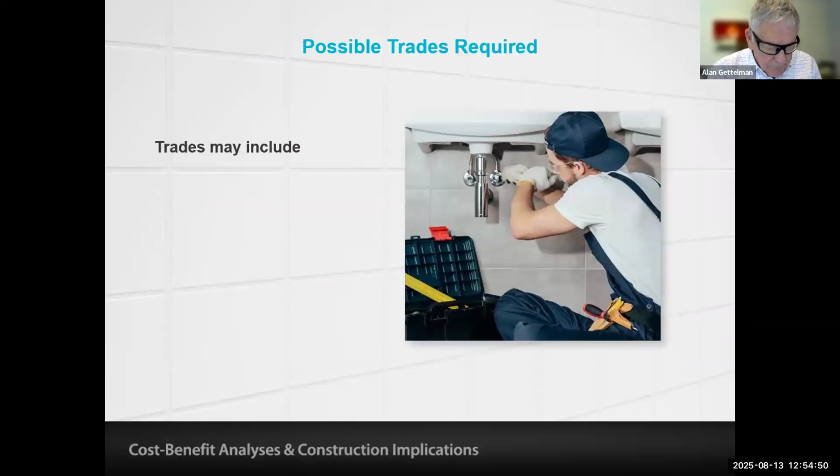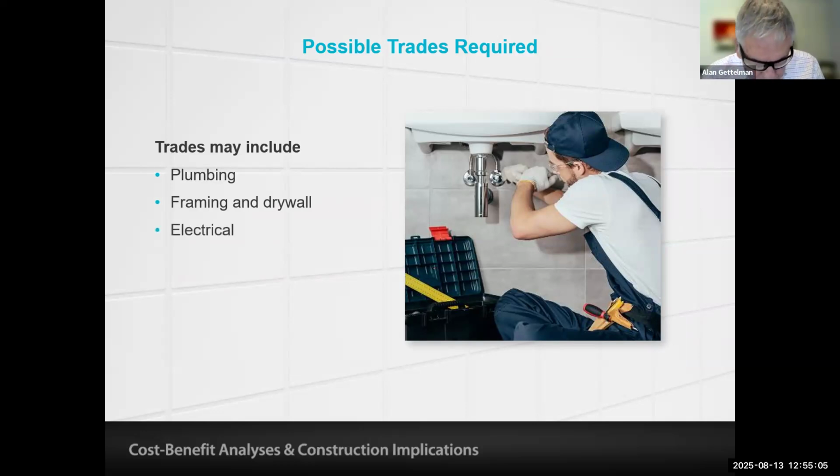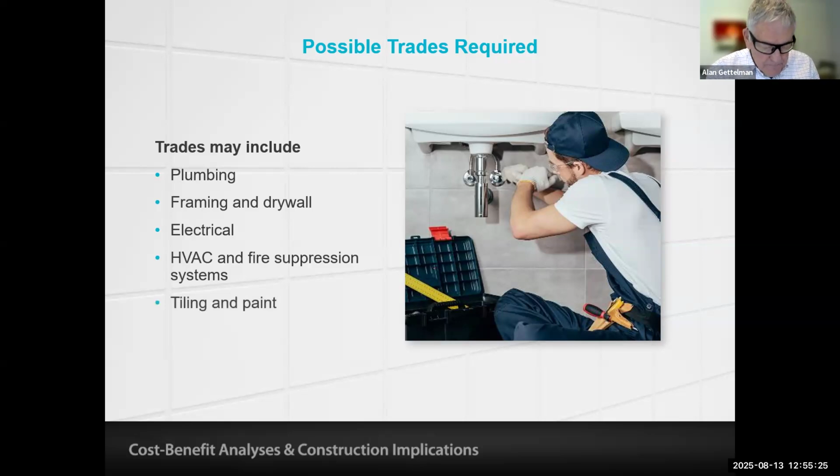The trades that are involved are plumbing, which is of course required in any privacy solution; construction of drywall and framing, which becomes a factor in single-user restrooms and fully enclosed toilet compartments; and the electrical, which involves individual lighting for each compartment of extended height compartments, fully enclosed or single-user restrooms. And then of course we've been talking about the HVAC and fire suppression systems that add mechanical requirements for enclosed walls and single-user restrooms. And of course, there's tile and paint that's needed.